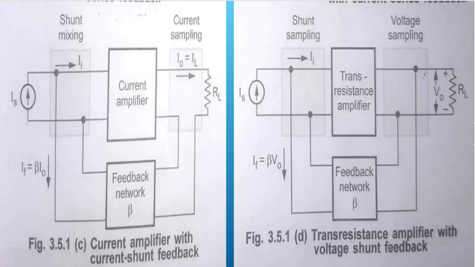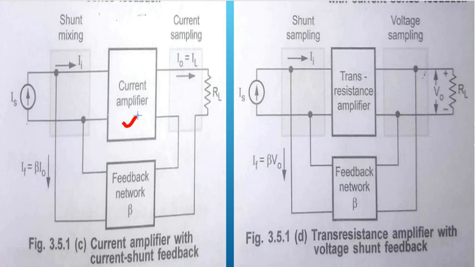Next we will see the current shunt feedback amplifier and the voltage shunt feedback amplifier. First we will go with the current shunt feedback amplifier. In this amplifier, the mixing is the shunt mixing and the sampler is a current sampler. The input is a current source and the output is also a current source. That is the reason why we require the basic amplifier to be a current amplifier.